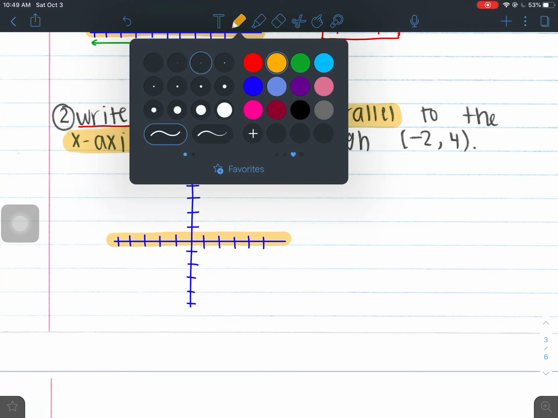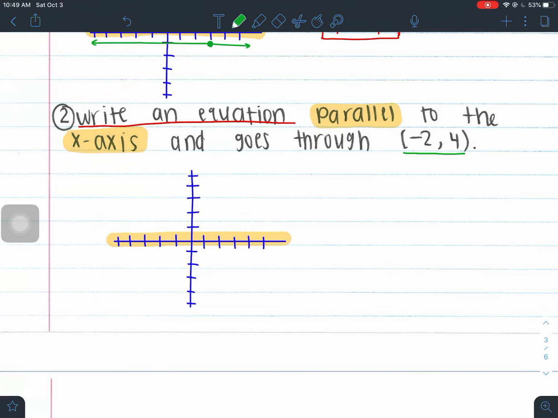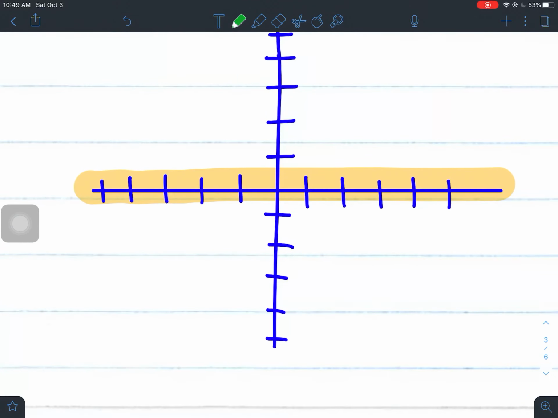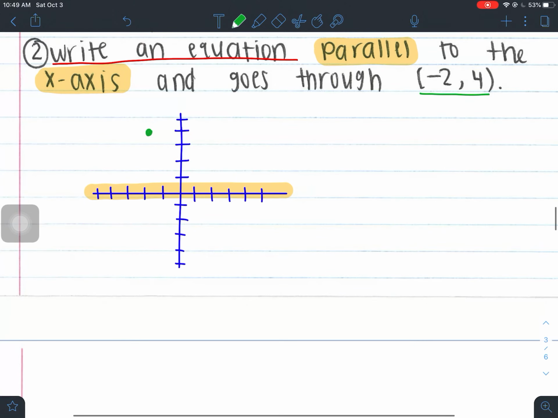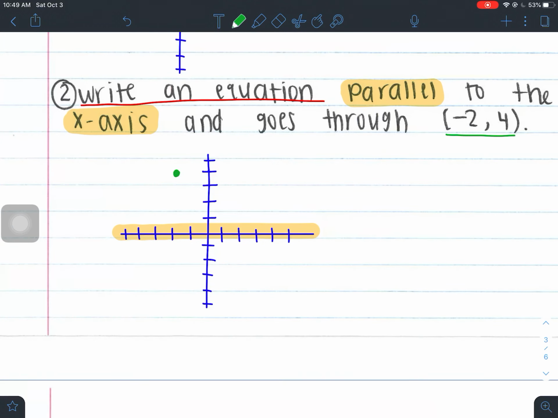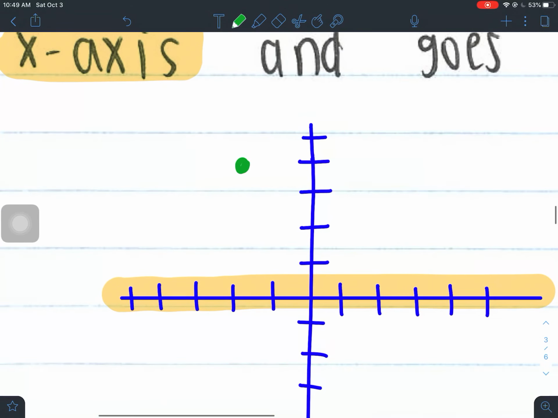Okay, now what point does our new line have to go through? Well, it has to go through the point -2, 4. So I'm going to go ahead and graph that. -2, 4 is going to be located right here. Okay, so that's the point -2, 4. Now I want this to be parallel to the x-axis. So I do not want it to cross the x-axis. And so since the x-axis runs left to right and I want it parallel, then this line is going to go left to right.